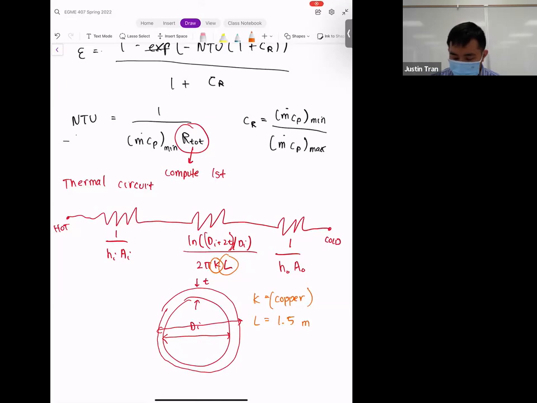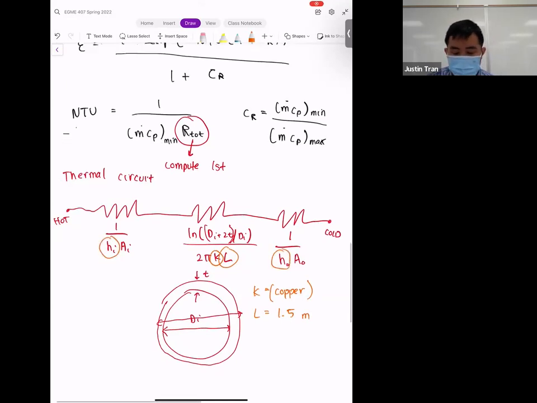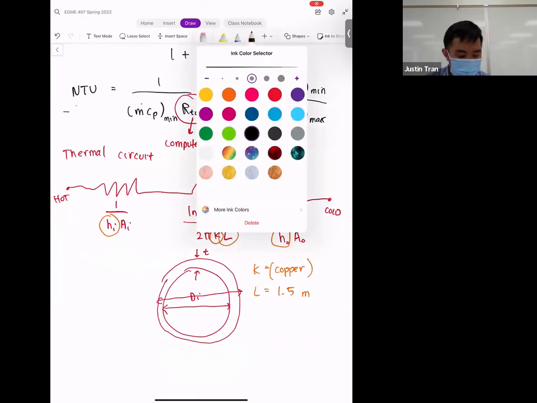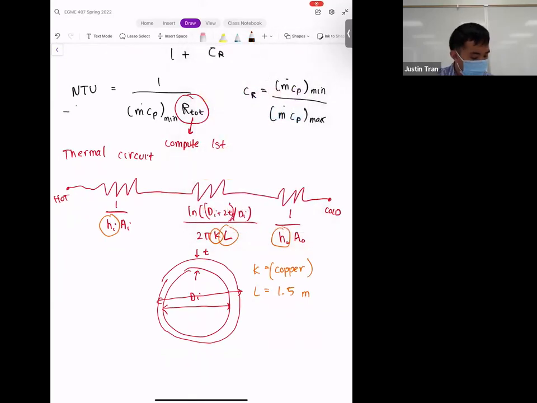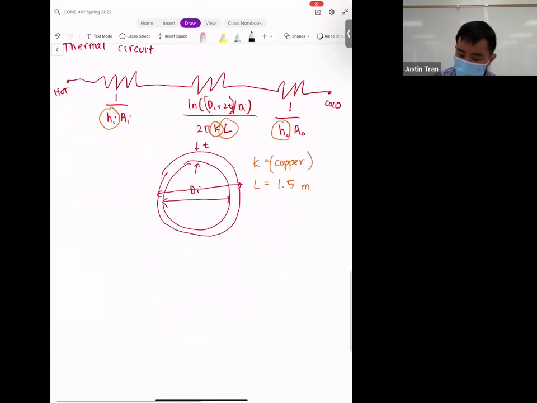Okay. With that in mind, the only things that we don't know right now are the two convection coefficients, which makes sense because we are in the convection unit. And so let's go ahead and run through the process to compute those convection coefficients.